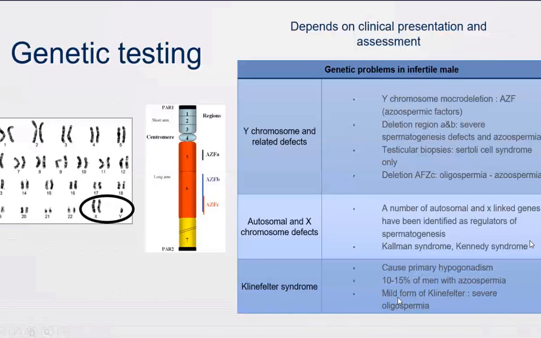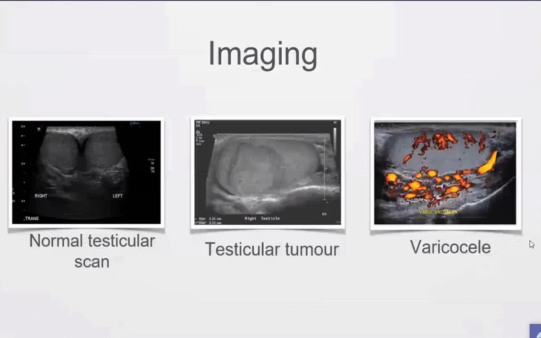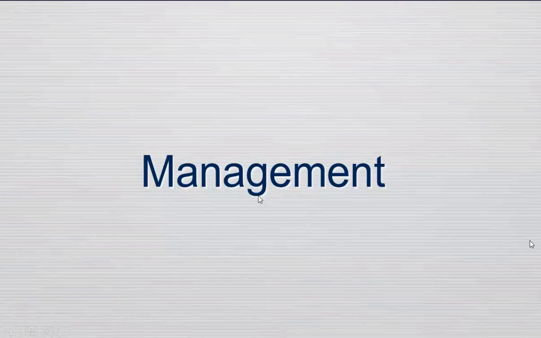So again, the reason that we ask for genetic testing is there'll be some mild form of Klinefelter will present with severe oligospermia. So imaging, if you want to see the testicular size or you want to grade the varicocele, so this is how it looks like when a patient is having testicular tumor, which is an incidental finding on the scan. And how do we manage this group of patients?